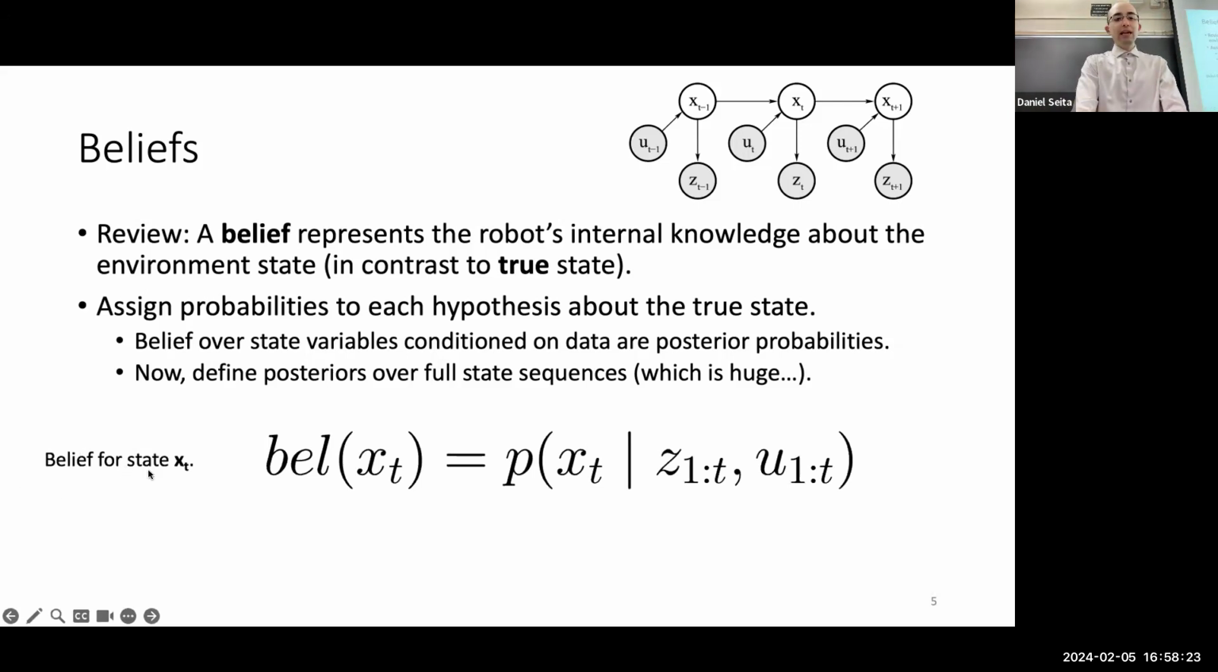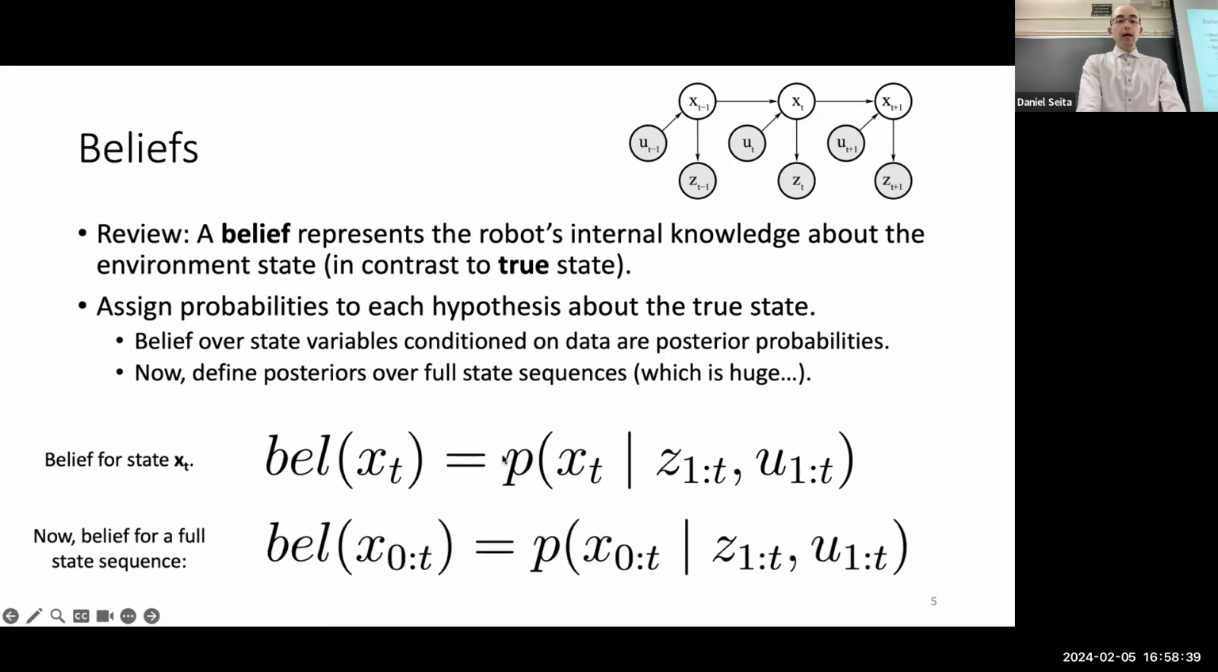Remember that a belief for state xt is this thing here. Belief of xt is equal to the probability of xt given all the prior sensor readings and the actions. If we have a belief for a full state sequence, then we put in 0 to t, so that goes all the way from the beginning up to now. Then we condition it on everything here. And again, hopefully it'll be clearer later why we consider belief over a full state sequence.